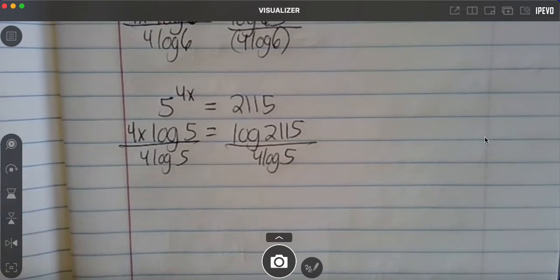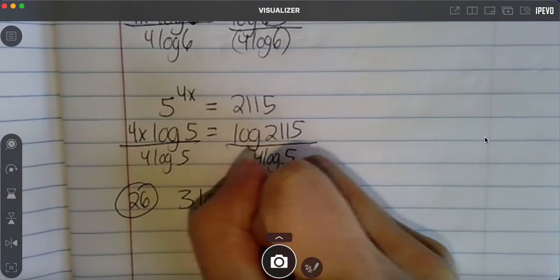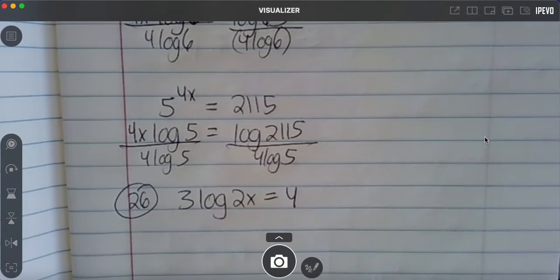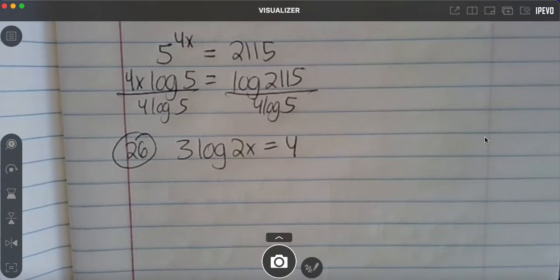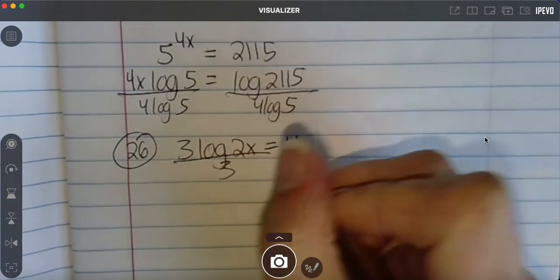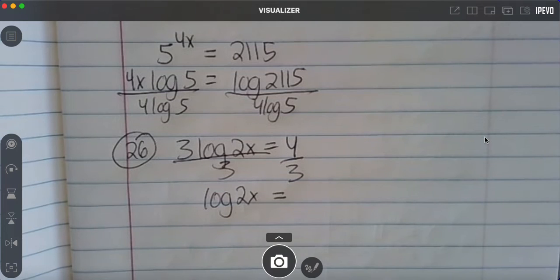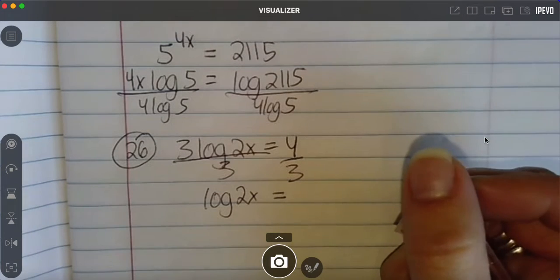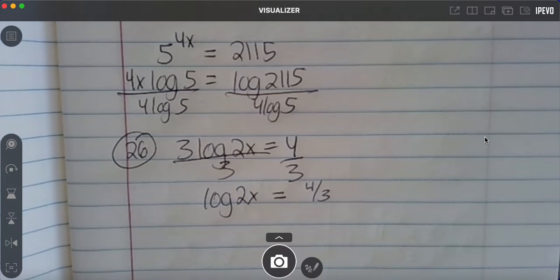So for number 26, we have 3 log 2x equals 4. Well, the first thing I want to do is get that log 2x by itself. So how would I move that 3? Log 2x to the third power. Well, you could do it that way, but I would just go ahead and divide by 3. But you can do it that way. I think it might be a little bit harder. So I get log of 2x equals 4 divided by 3. I'll just leave it as 4/3, because it's 1.3 repeated.